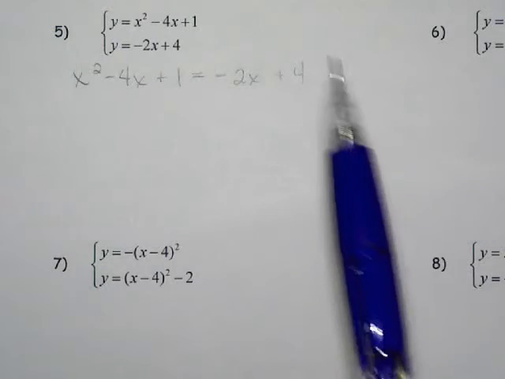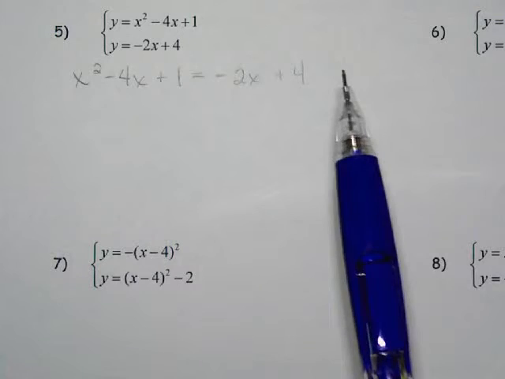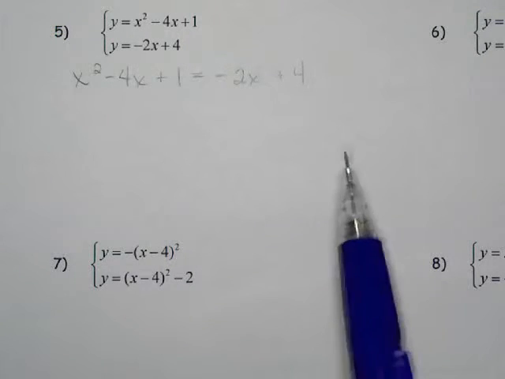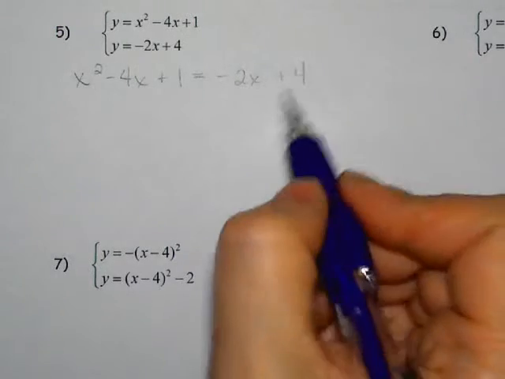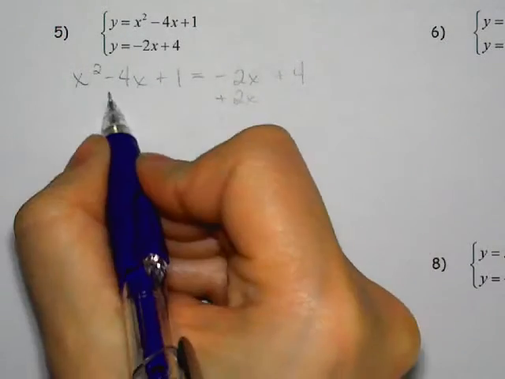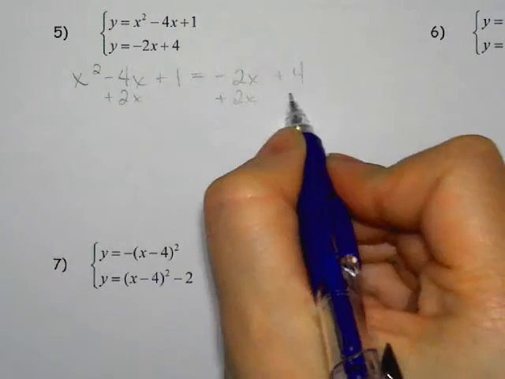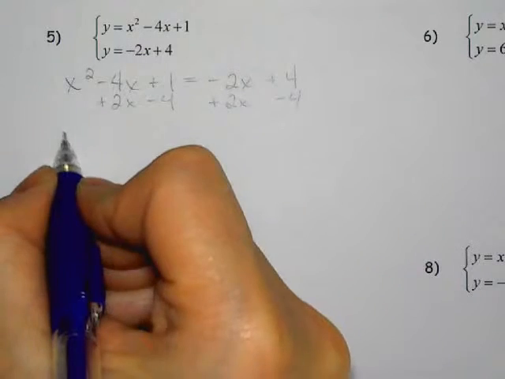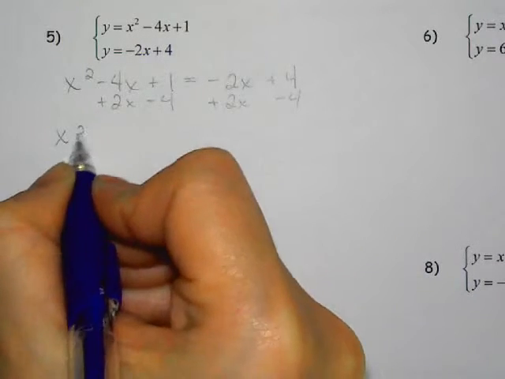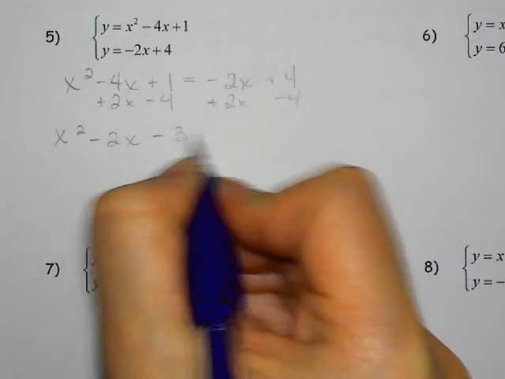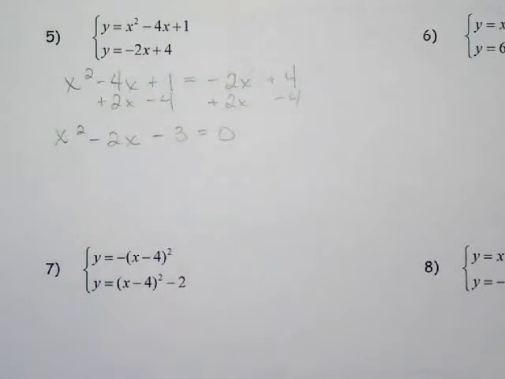If at all possible, keep your x squared on the positive side, because if you move your x squared over to the negative side, people tend to make more mistakes with that. So I'm going to take everything and put it over here. I'm going to add 2x and subtract 4. So then what I'm left with is x squared minus 2x minus 3 equals 0.